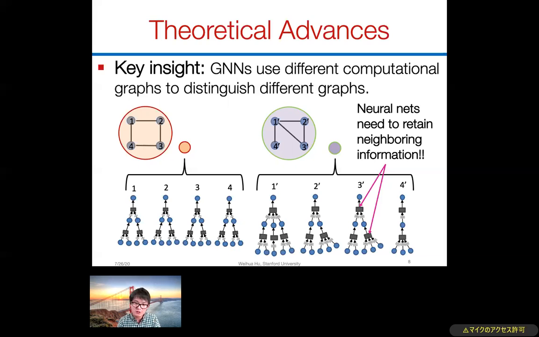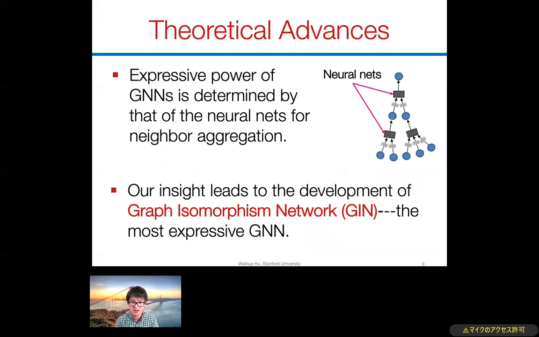Therefore, the key to allow GNNs to distinguish as many graphs as possible, or to have maximum expressive power, is to design neural network neighbor aggregators that can fully retain neighboring information. In other words, the expressive power of a GNN is determined by that of the neural network aggregation function the GNN uses. The more expressive the aggregation function is, the more expressive the resulting GNN becomes.